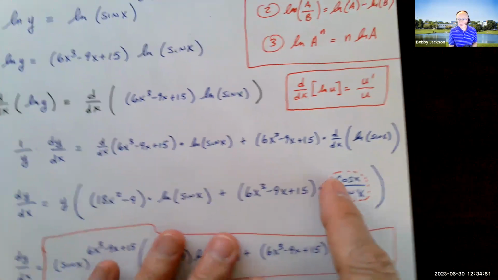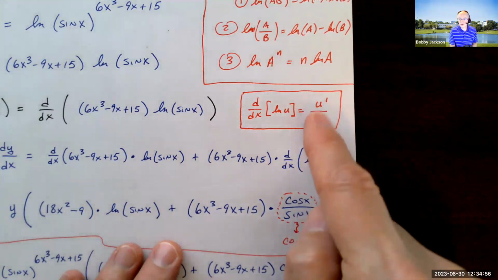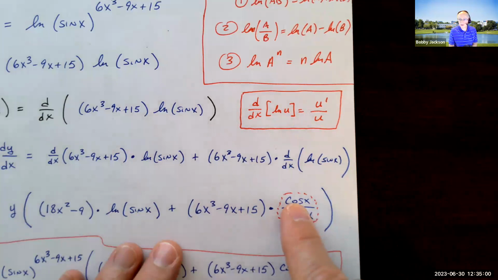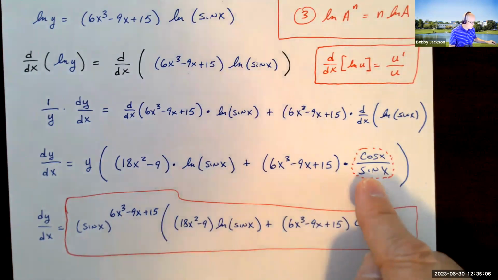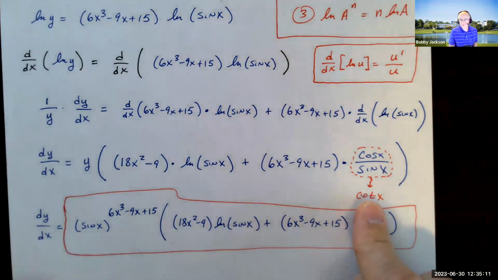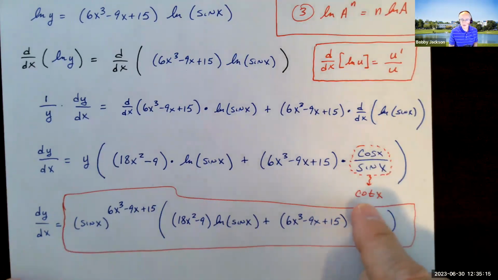And then over here, I'm going to use this, right? u is sine of x. This is the natural log of u. So the derivative is u prime over u. Well, if u is sine of x, what's u prime? Cosine of x over u, which is sine of x. So I get cosine of x over sine of x. And that should lead you to say, hey, I know what that is, right? That is cotangent x. And that's a much simpler way of writing that fraction. So I'm going to do that.